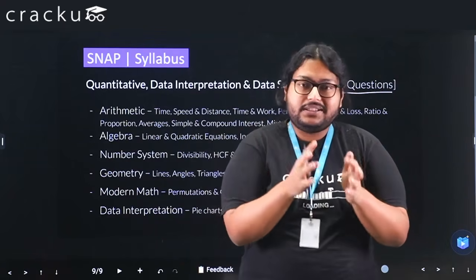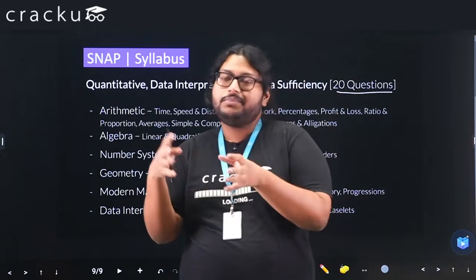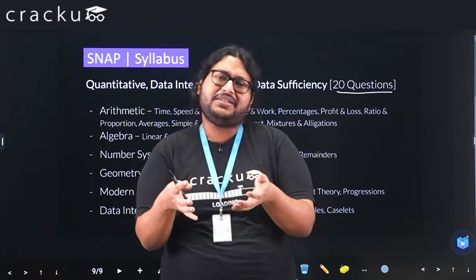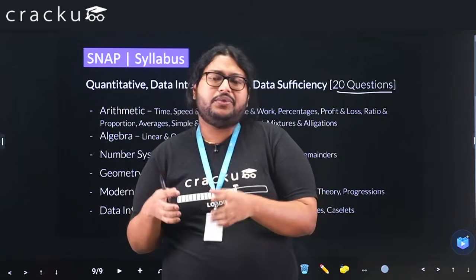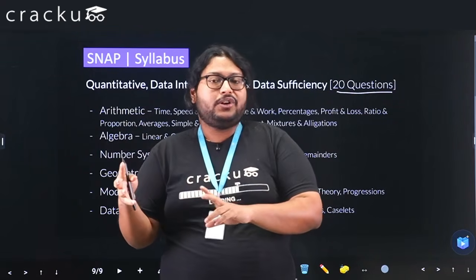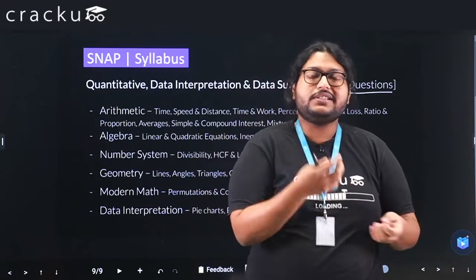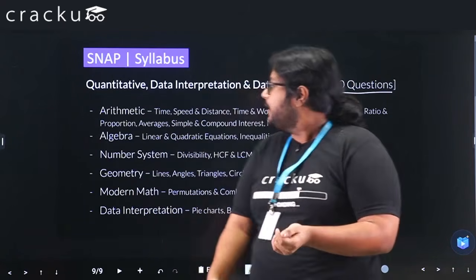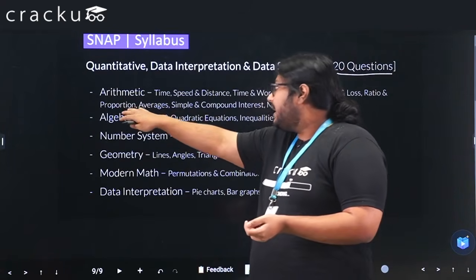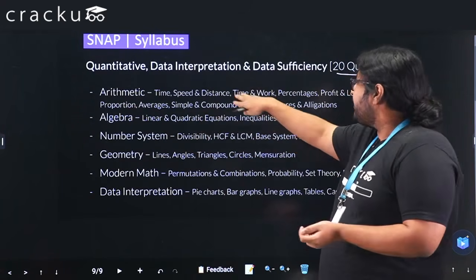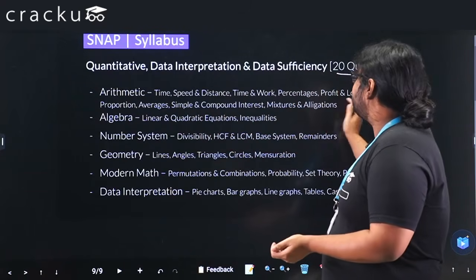So as you know, the Symbiosis institutes know that we have a very short duration for the exam, it's just 60 minutes. So obviously they are not going to subject you to very hard questions which take up a lot of your time. Rather, they want you to see how fast you are with your calculations, how good you are with accuracy. So discussing the syllabus, we have arithmetic. Arithmetic has time, speed and distance, time and work, percentages, profit and loss, ratio, proportion, averages, SICI, mixtures and allegations.